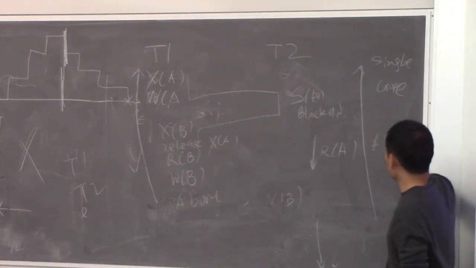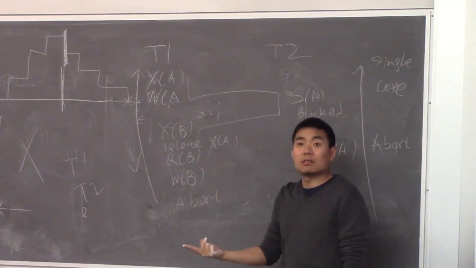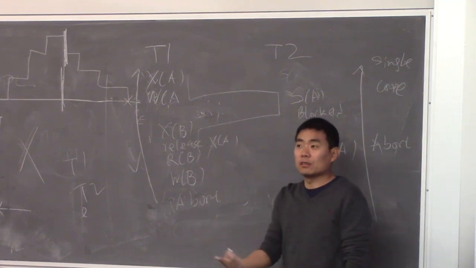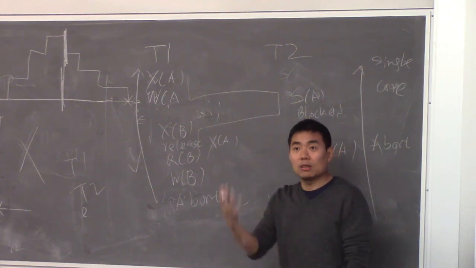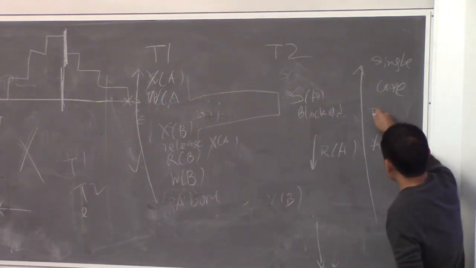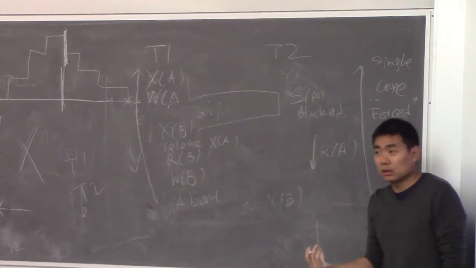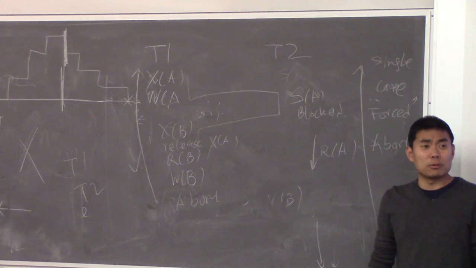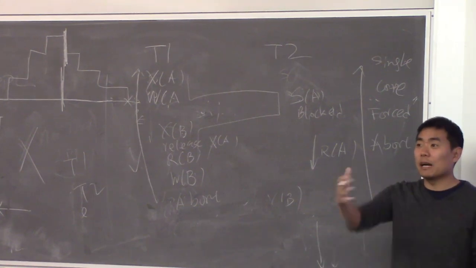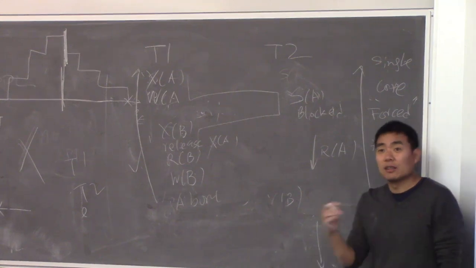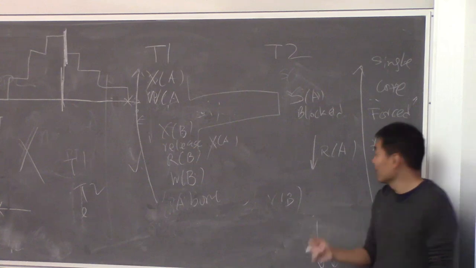I need to abort. And this abort is okay because that's voluntary. You can do whatever you want, right? Nobody can force you to make a decision. But this is what we call a forced abort. I certainly don't want to abort, but the fact that you go back forced me to go back as well. And in the worst case, you see how this goes, right?